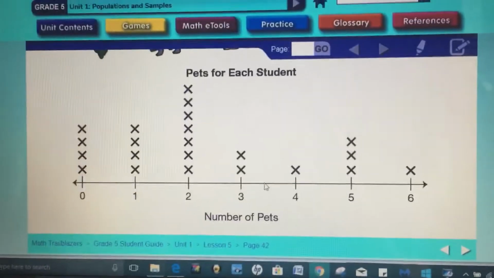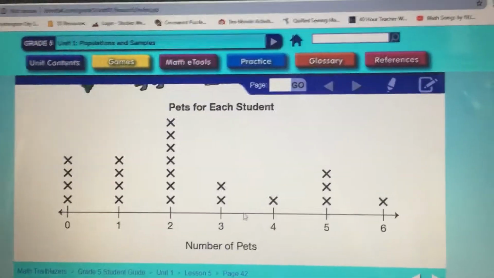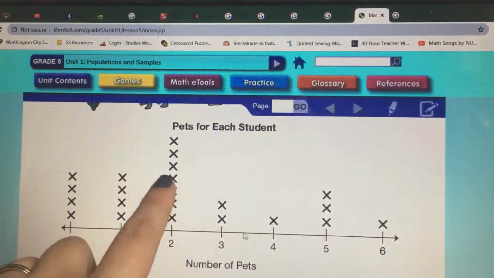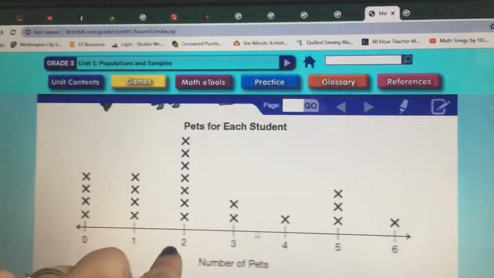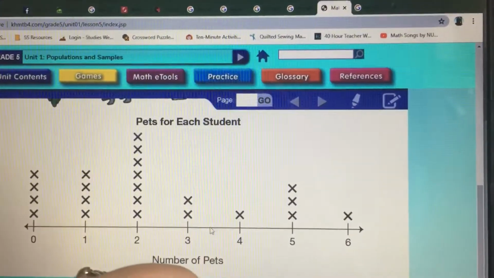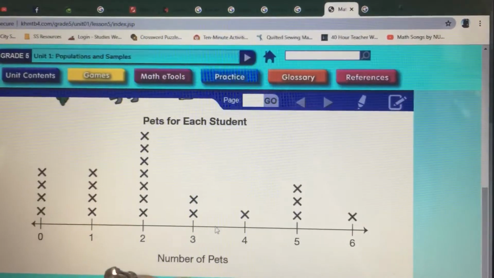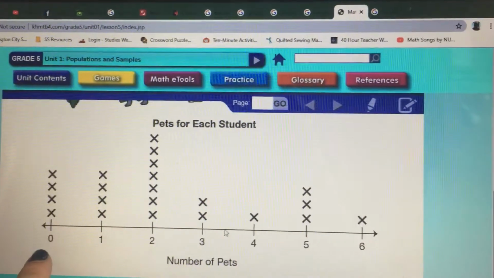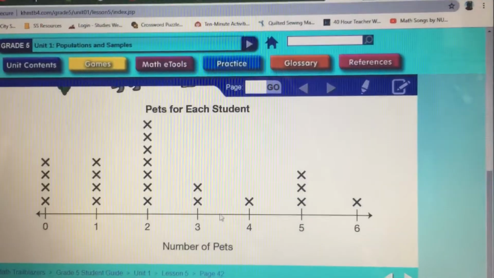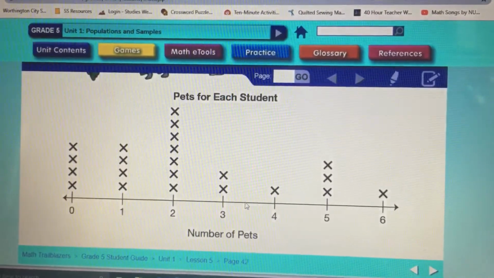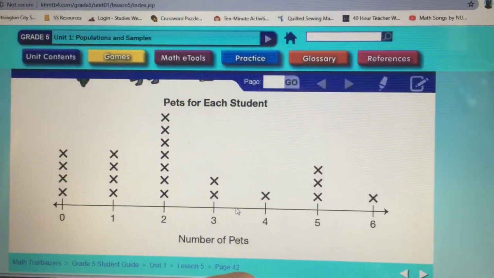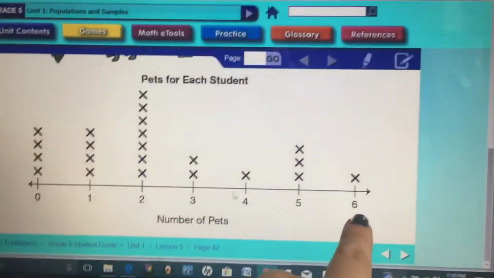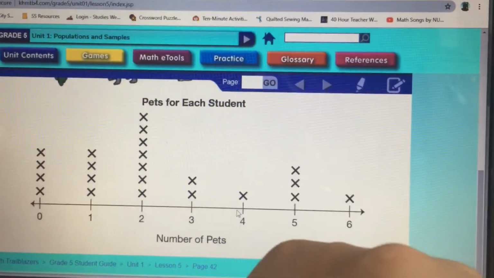If I were to say, how many kids only have 2 pets? You would look at the number of pets. 2 pets, that would be 1, 2, 3, 4, 5, 6, 7. 7 kids only have 2 pets. If I said, how many kids have no pets? You'd go down to 0, and 1, 2, 3, 4 kids have no pets. If I were to say, what's the highest number of pets any student has? You go to the highest number. 1 student has 6 pets. That's the highest number of pets.